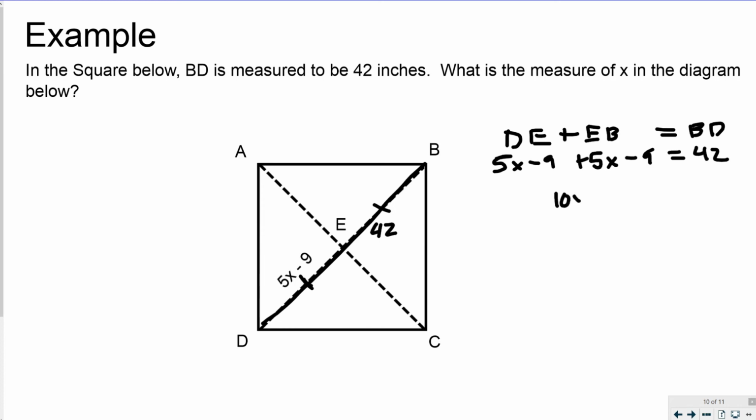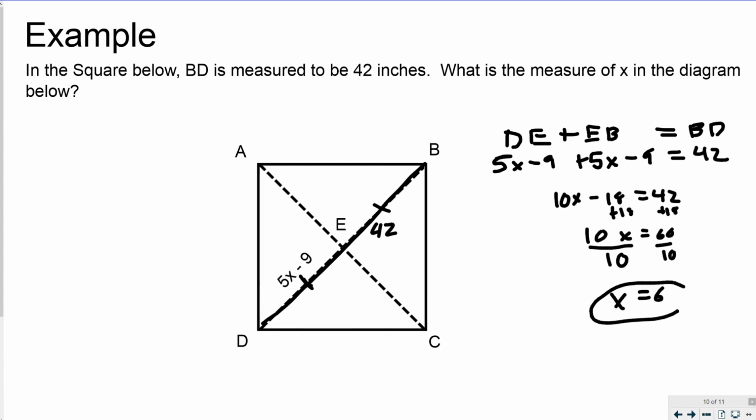I get 10x minus 18 equals 42. Adding 18 to both sides, so plus 18, plus 18. I get 10x equals 60. Dividing by 10, I get x equals 6 in this diagram.